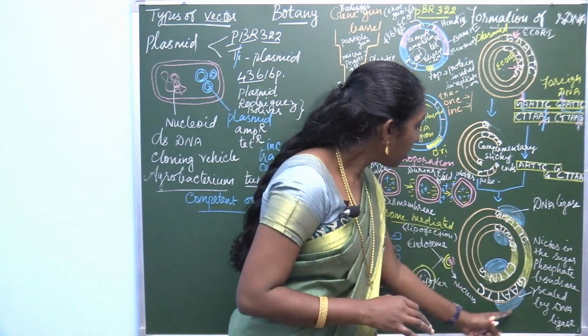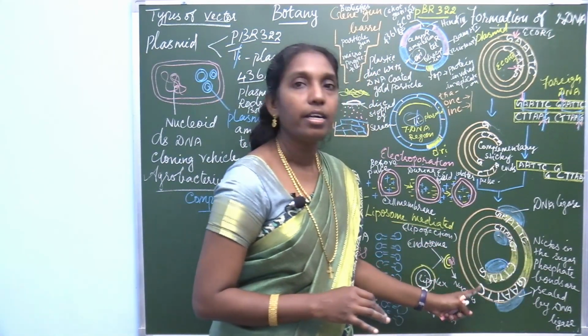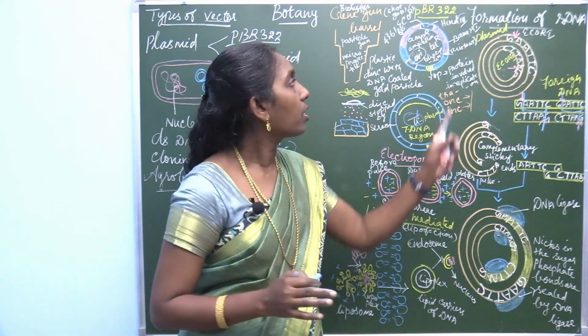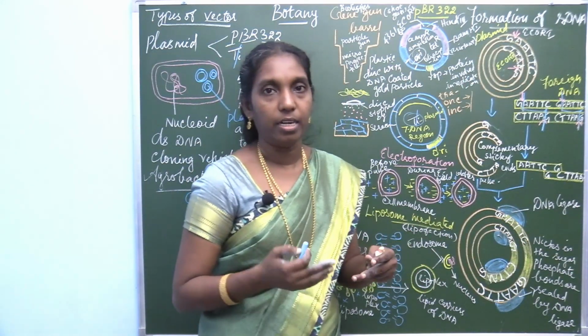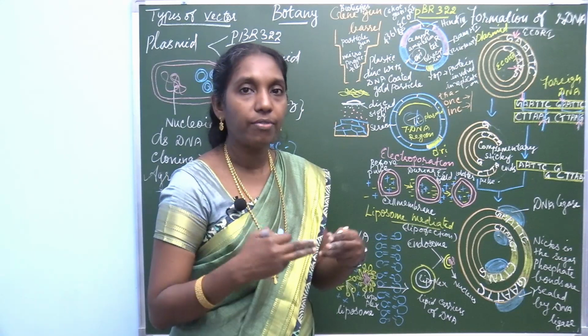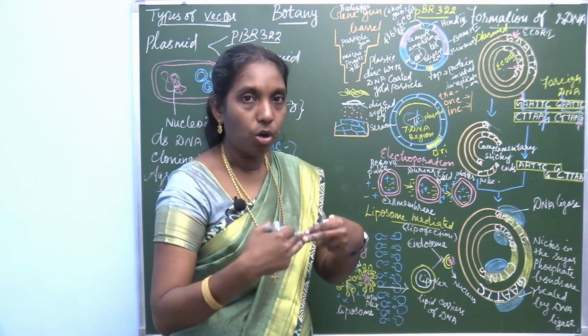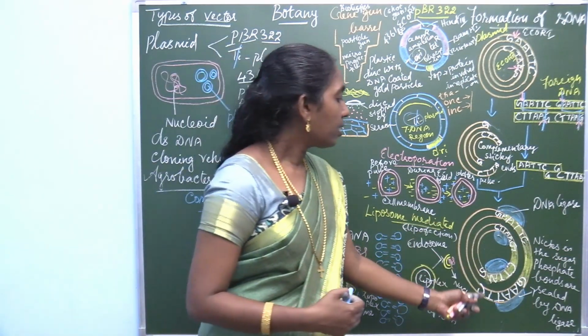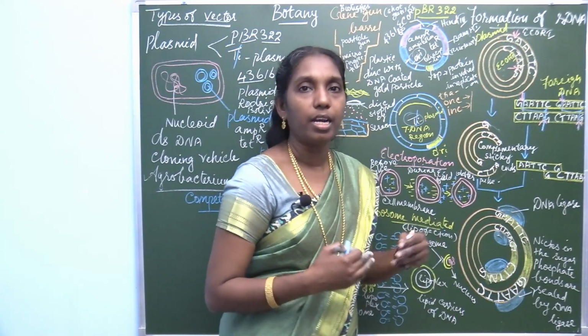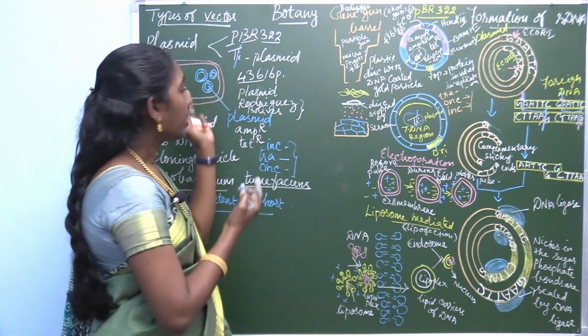As a result, this recombinant DNA is obtained, newly formed DNA. Two different genes are joined together, and as a result, recombinant DNA is formed. So here the vector is ready.